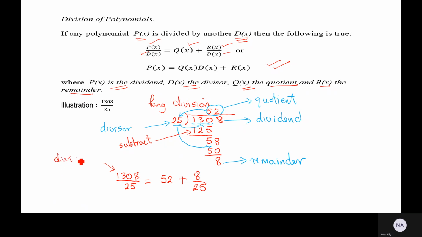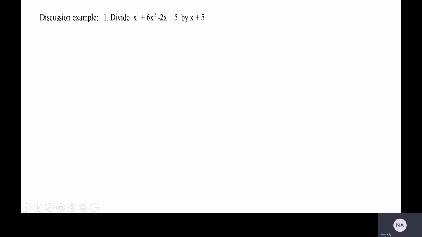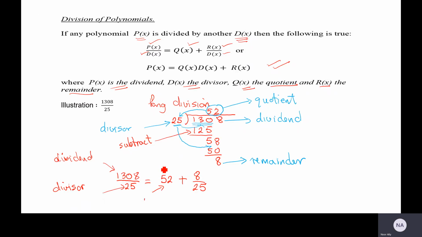And there you go. That was your dividend. This is your divisor. That, of course, is your quotient. Oh, sorry, let's go back. I'll put it over here. That is your quotient. And this is your remainder.